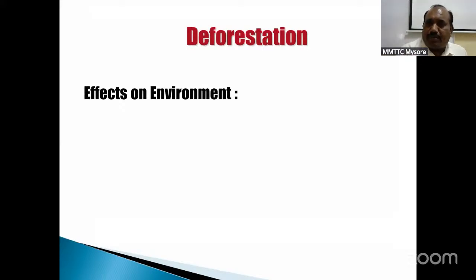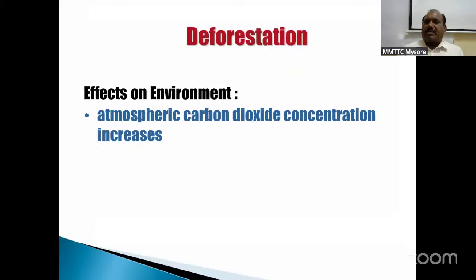So, if you continuously do this deforestation, what are the effects on the environment? Atmospheric carbon dioxide concentration increases because we are depleting the forest areas. As on today, 10% of forest area is required, but because of this effect on the environment, atmospheric carbon dioxide concentration is increasing. That is the carbon thing. That is why carbon dioxide is a greenhouse gas. Methane is a greenhouse gas. Ground level ozone is a greenhouse gas. This carbon dioxide concentration increasing means we need more forest area to reduce it.